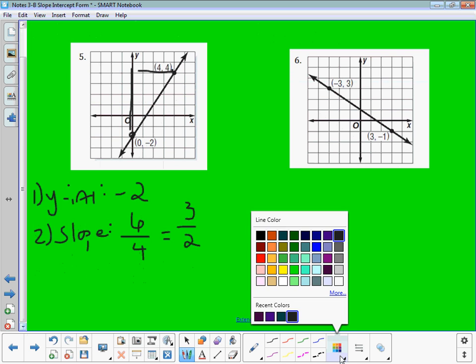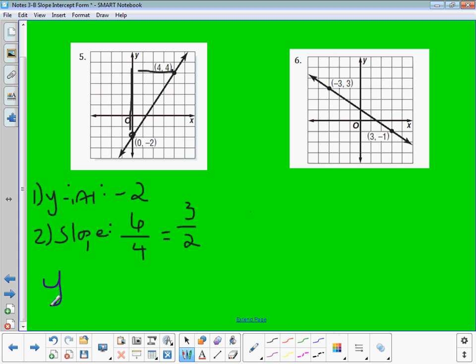Now remember, my slope, that's my m, and my b is going to be my y-intercept. So I'm going to keep the y, and then instead of writing m, I'm going to write my slope, which is 3/2. Keep my x, and instead of writing b, I'm going to write my y-intercept. Now, I wrote it as plus a negative 2. You could also write it as minus 2. Both of those are okay.